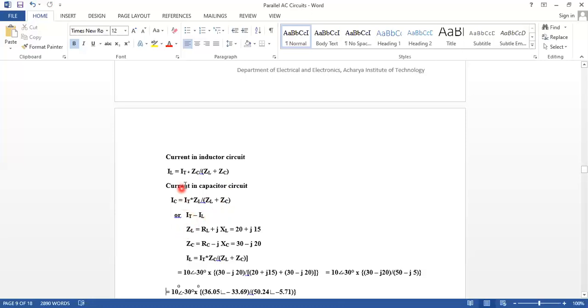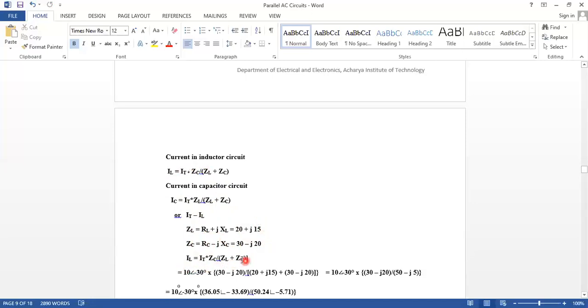Before we could find this, first we need to find the impedance in the inductive circuit and the impedance in the capacitive circuit. The impedance in the inductive circuit is RL plus jXL, which is 20 plus j15. And the impedance in the capacitive circuit is RC minus jXC, that is 30 minus j20.